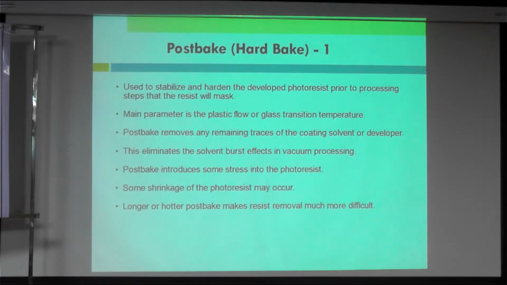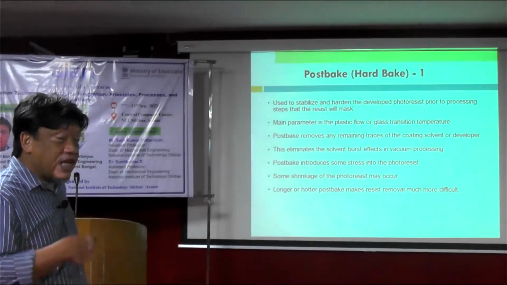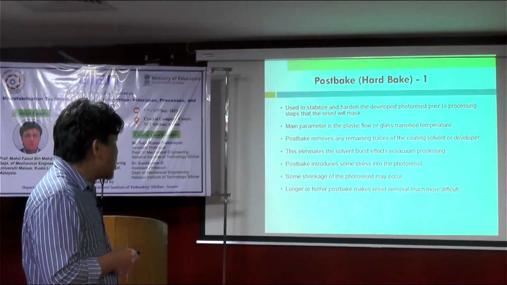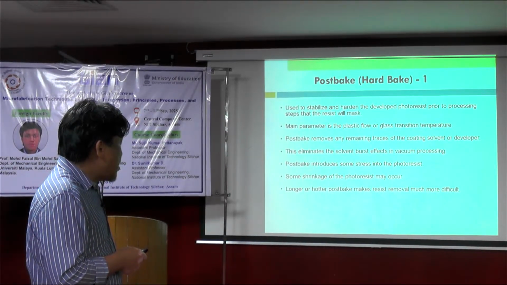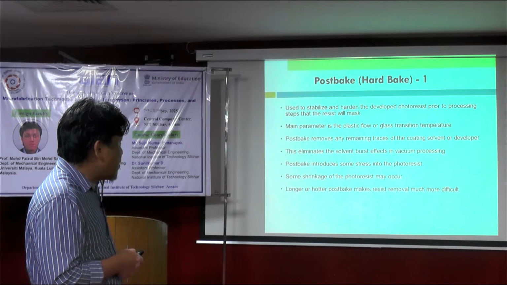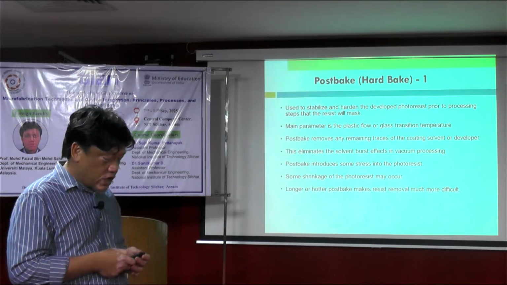So once you have transferred the pattern onto your photoresist, you do a post bake to stabilize the photoresist and make it harder, so that you can do the next process of developing the pattern on the substrate. Basically, you don't want to go too much on the post bake, because sometimes it will harden and make it difficult for you to remove the photoresist.